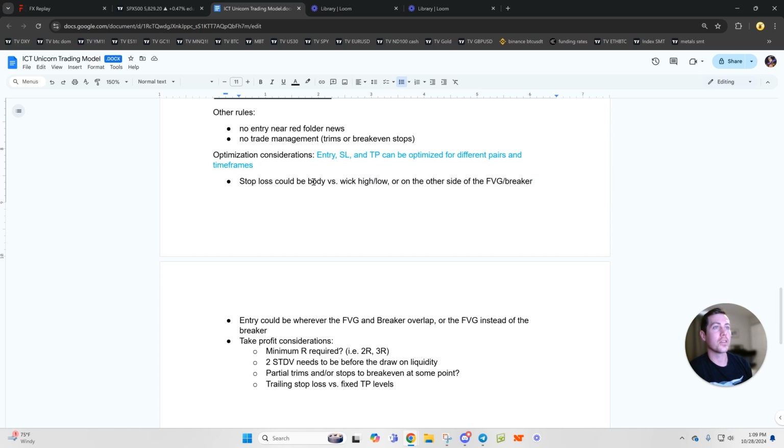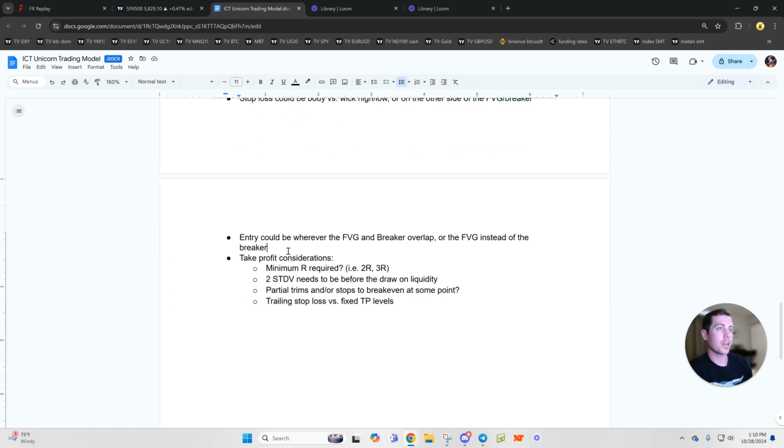The strategy, if you use the body of the higher low or the other side of the fair value gap or breaker. The entry, you can also play around with a few different things, on the first test where it overlaps or the fair value gap. And then take profit considerations, do we need to consider a specific R? Does it need to be at least 2R, 3R, etc.? Does the 2 standard deviation projection need to be before our draw on liquidity? That would probably be a good rule in my mind.